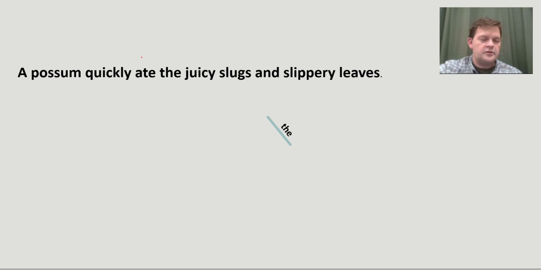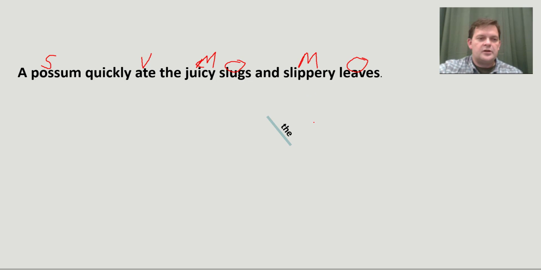What is your verb, right? Well, your verb is ate, right? What ate? Well, your noun or subject is possum. A possum ate, quickly modifying ate. A possum ate what? Well, your object is slugs, right? Slugs and leaves. It ate slugs and leaves. This is a modifier, right? It's a modifier. This is also a modifier.